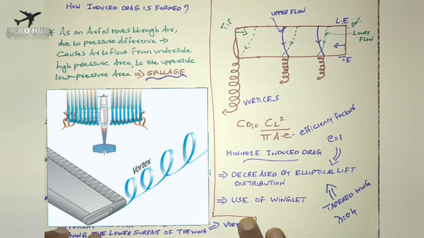This is how we reduce the different types of drag, and we also learned about the different types of drag acting on an aircraft as well as how to reduce them.